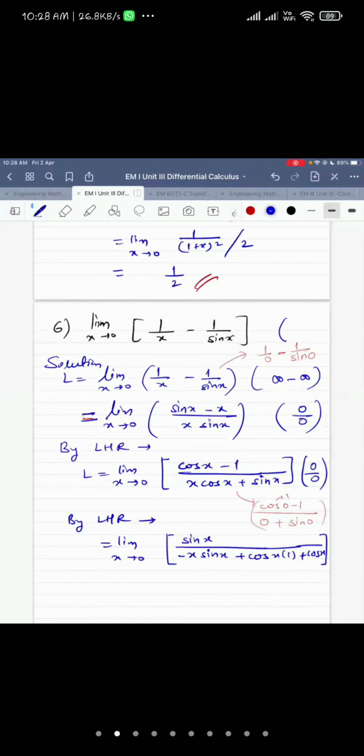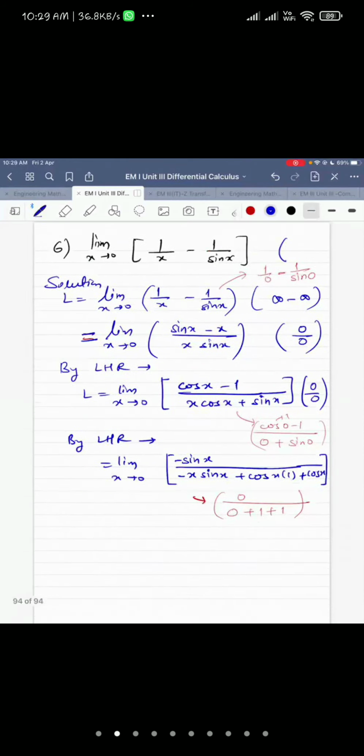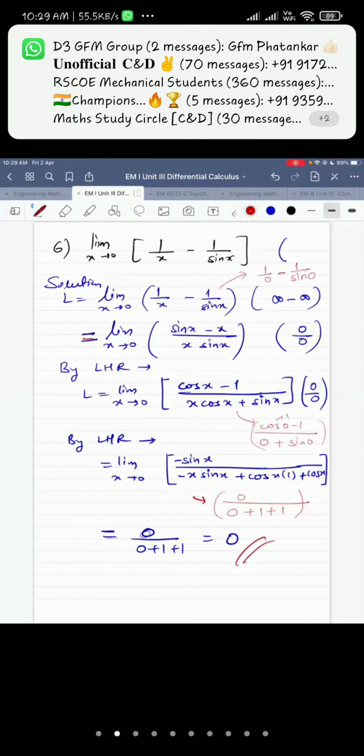So the numerator is minus sin x, right? Correct. Thank you, Aditya. So we get minus sin x upon this term. Now let us again check the form. When you put the value, it gives you 0 upon 0 plus cos 0, which is 1, plus cos 0, which is 1. So what is the limit? I don't have to apply any rule. So this is 0 upon 0 plus 1 plus 1, that is 0. So this is your final answer.